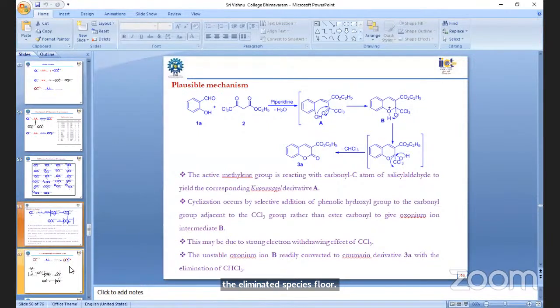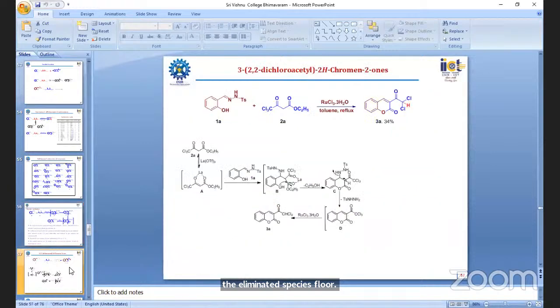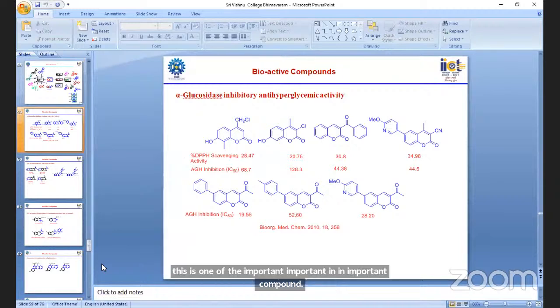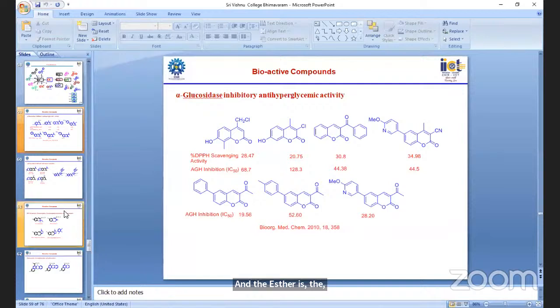Next, that's the reason this reaction happened. So this is one of the important compounds. The coumarin ester is prepared. Yeah, this is the compound that I prepared. Just now I told you about bioactive compounds.